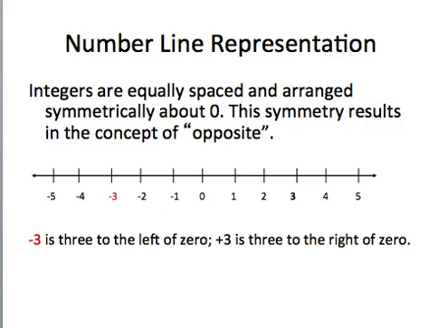Integers are equally spaced and arranged symmetrically around the number 0. This symmetry results in the concept of opposite. -3 is 3 to the left of 0, and +3 is 3 to the right of 0. They're opposites.